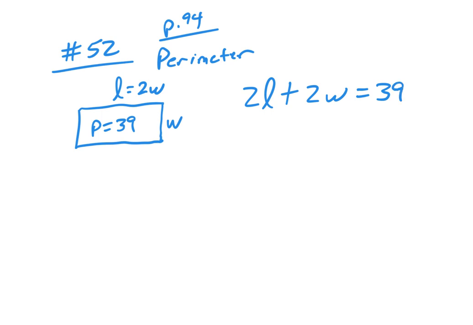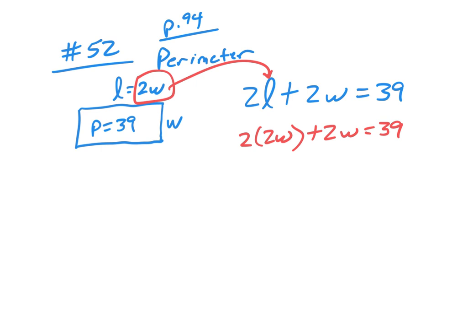Because I have 2 lengths and 2 widths, because on a rectangle, opposite sides are equal. But because we know that L is really 2W, I can take this and put it in where the L is. So I could go 2 times 2W plus 2W equals 39.